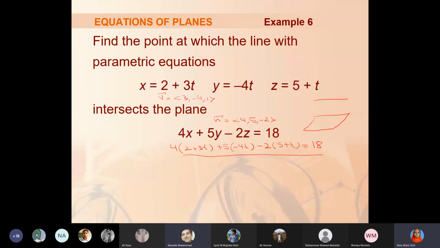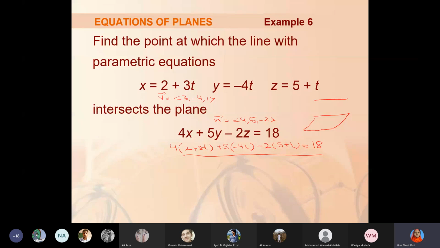Then the equation gets satisfied, but all the t's will cancel, and we get 2 equals 2, 4 equals 4, or 0 equals 0, right hand side equal to left hand side. So it means the equation is satisfied for all values of t. So it means the line is lying on the plane.